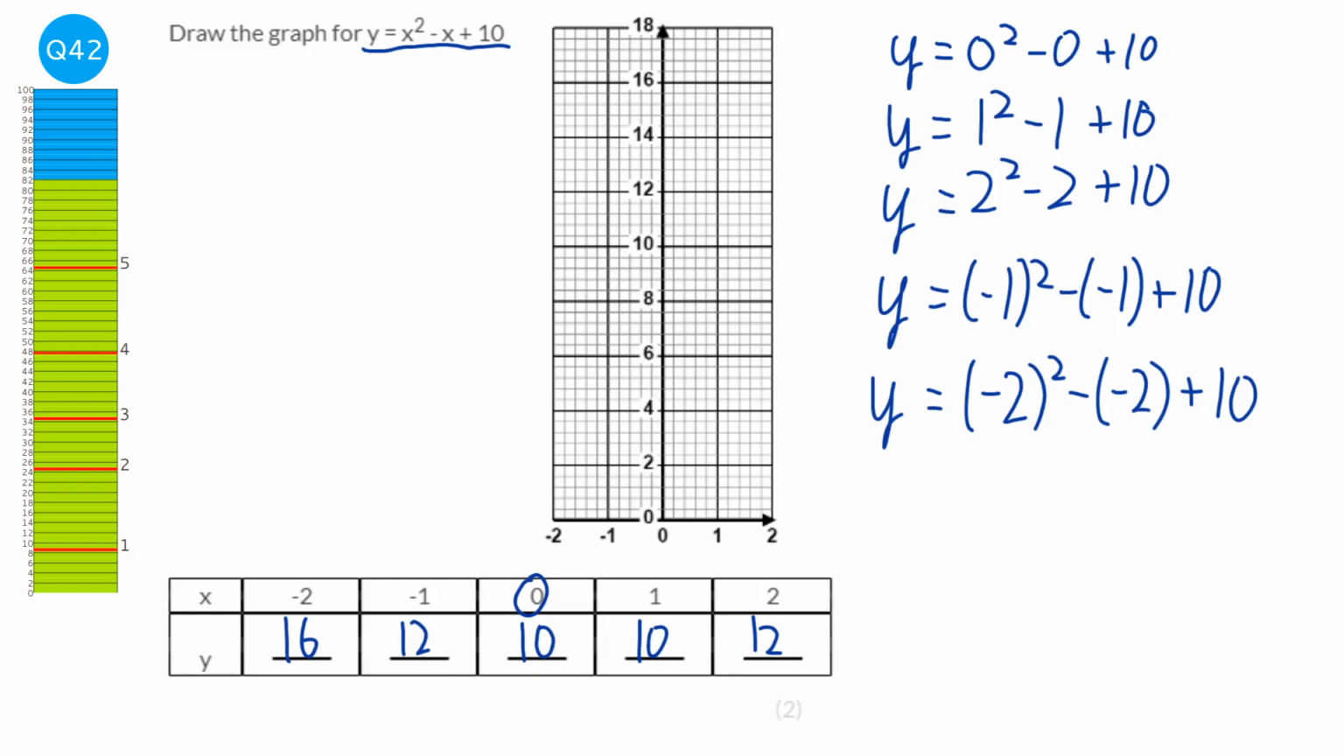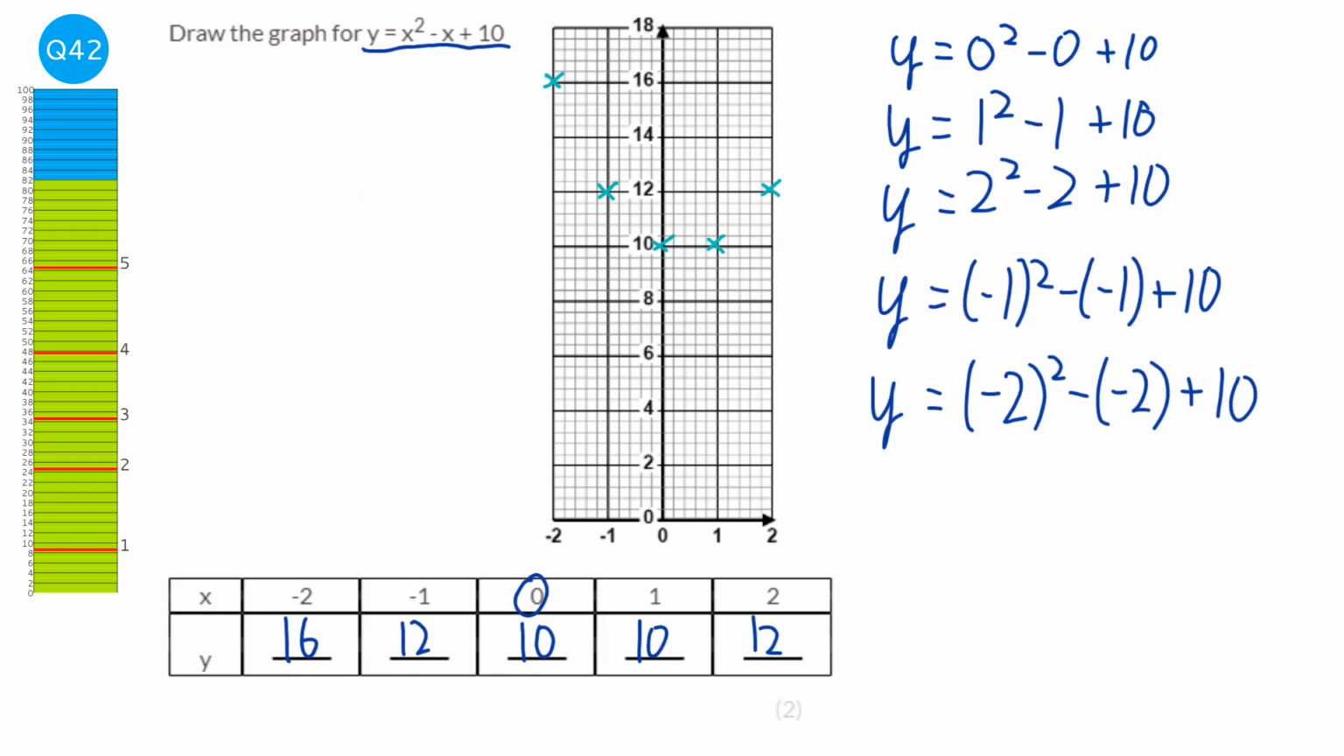And so we've got minus 2 is at 16, so that'll be there. Minus 1 is at 12. Should be here. 0 is at 10, 1 is at 10, and 2 is at 12. Okay, when you join this up, things to be aware of is you need to make sure that you have a round U at the bottom and not a flat bottom. Okay, so you want to avoid a flat bottom.